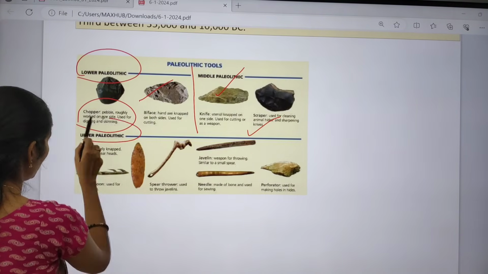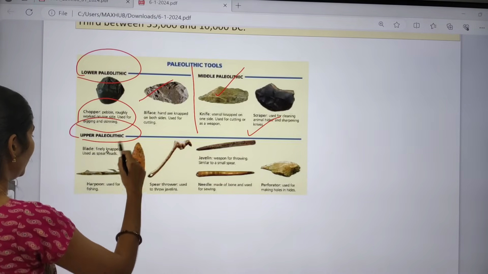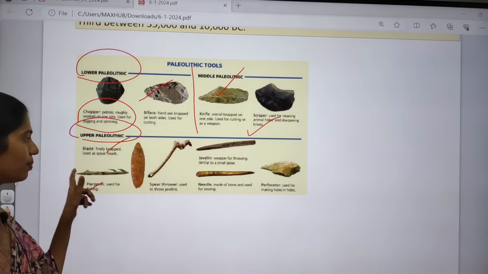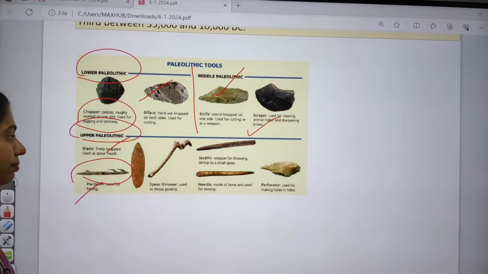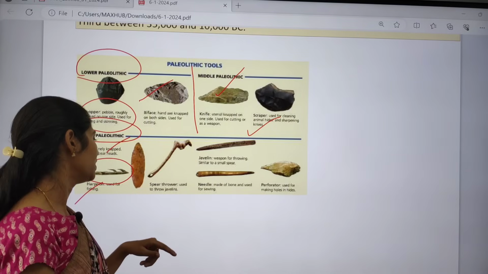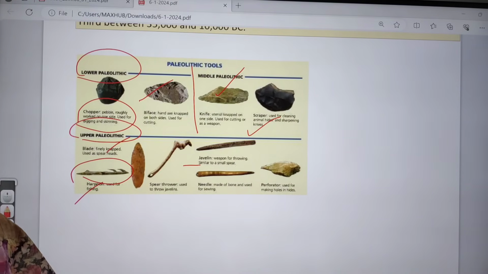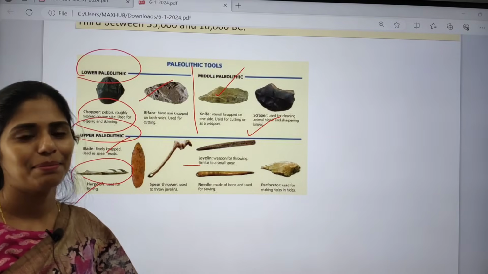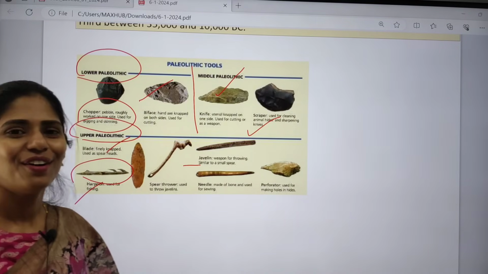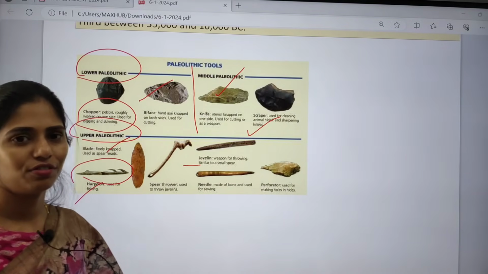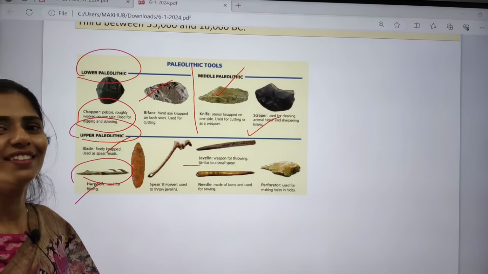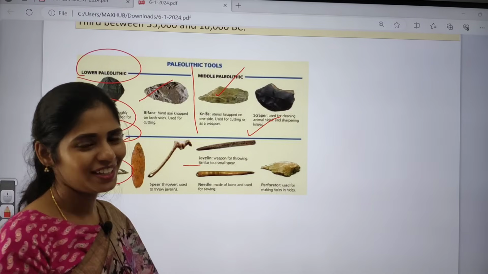And in the upper Paleolithic period, we have blades and harpoons. Harpoons especially were used for fishing also. And they had the spear thrower and javelin. Now this javelin is very famous, right? For example, Chopra, that person is very famous for the javelin. Neeraj Chopra.